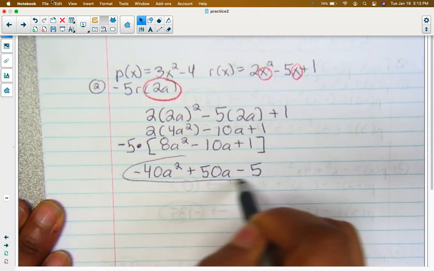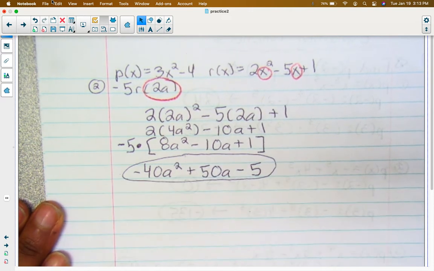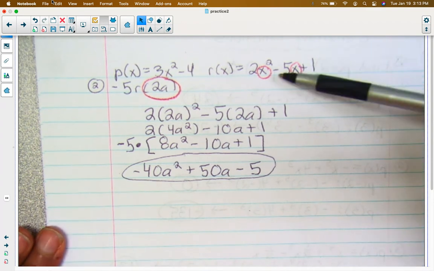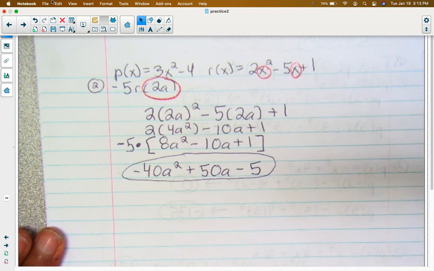So circle the answer. And one more that we'll take a look at. Whatever they give us, take that and make a substitution into your functions. If there's 2 x's, make 2 substitutions. If there's 1 x, make 1 substitution. If there's 5 x's, make 5 substitutions.